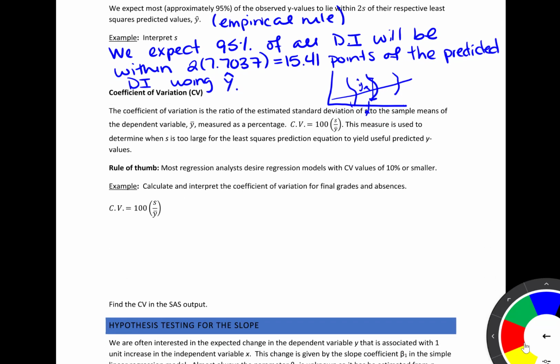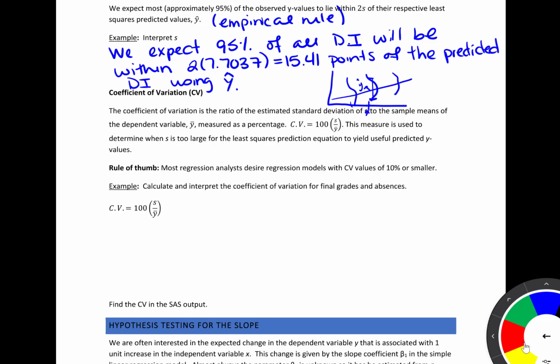The next quantity we're going to talk about is the coefficient of variation. The coefficient of variation is the ratio of the estimated standard deviation to the sample mean of the dependent variable, y bar, measured as a percentage. This measure is used to determine when that standard deviation is too large for the least squares prediction equation to yield useful predicted y values.